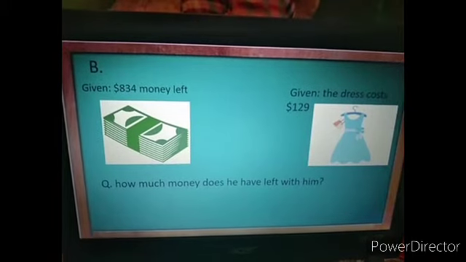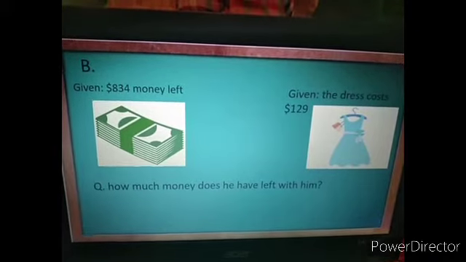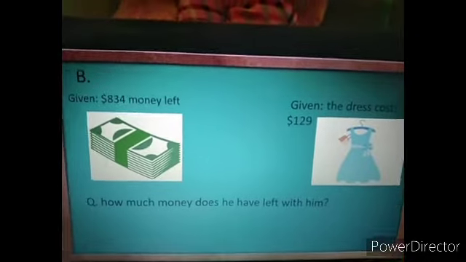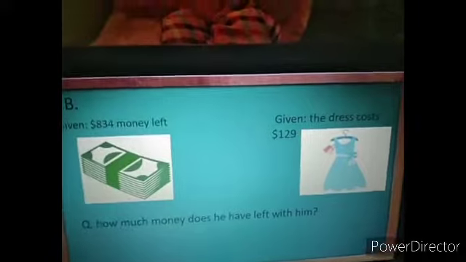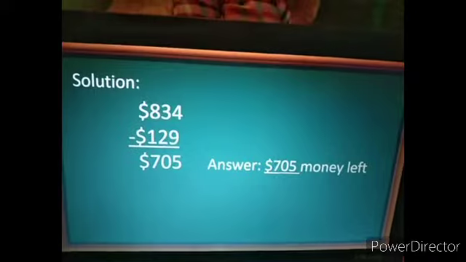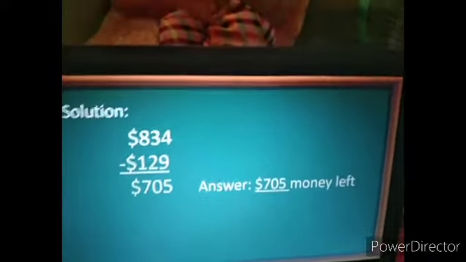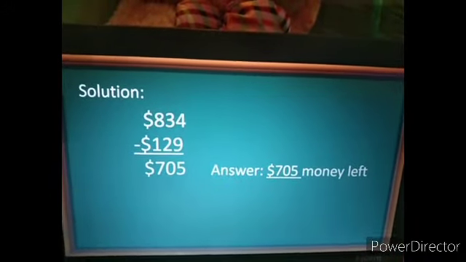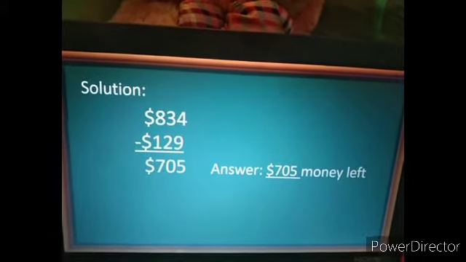So letter B, the given is $834 money left, and the dress costs $129. So the question is, how much money does he have left with him? So let's subtract it, okay? So here we have $834 and $129. So as we start to answer it, we need to take away the 129.